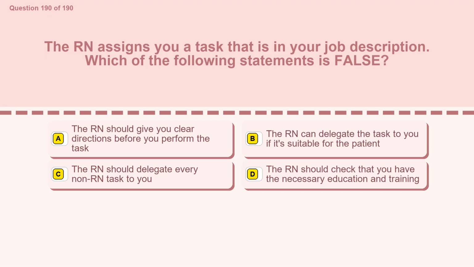Question 190. The RN assigns you a task that is in your job description. Which of the following statements is false? Option A. The RN should give you clear directions before you perform the task. Option B. The RN can delegate the task to you if it's suitable for the patient. Option C. The RN should delegate every non-RN task to you. Option D. The RN should check that you have the necessary education and training.